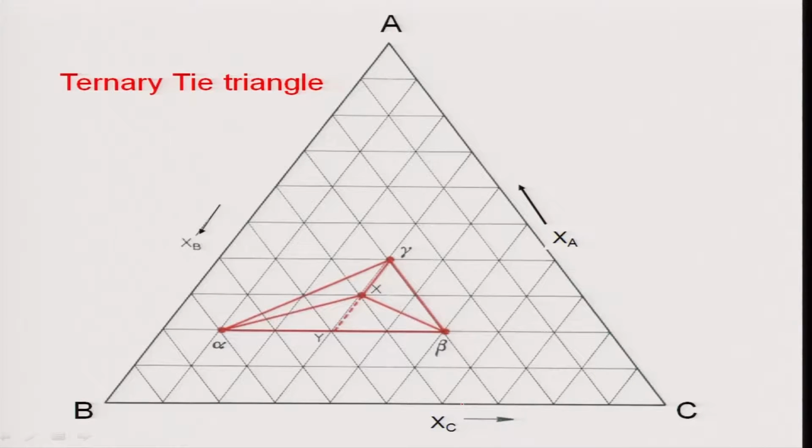To give an example, suppose you have an alloy composition given by X, correct. This alloy is separating into 3 phases, alpha, beta and gamma, and you want to know the volume fraction of alpha, beta and gamma. That is what your task is.